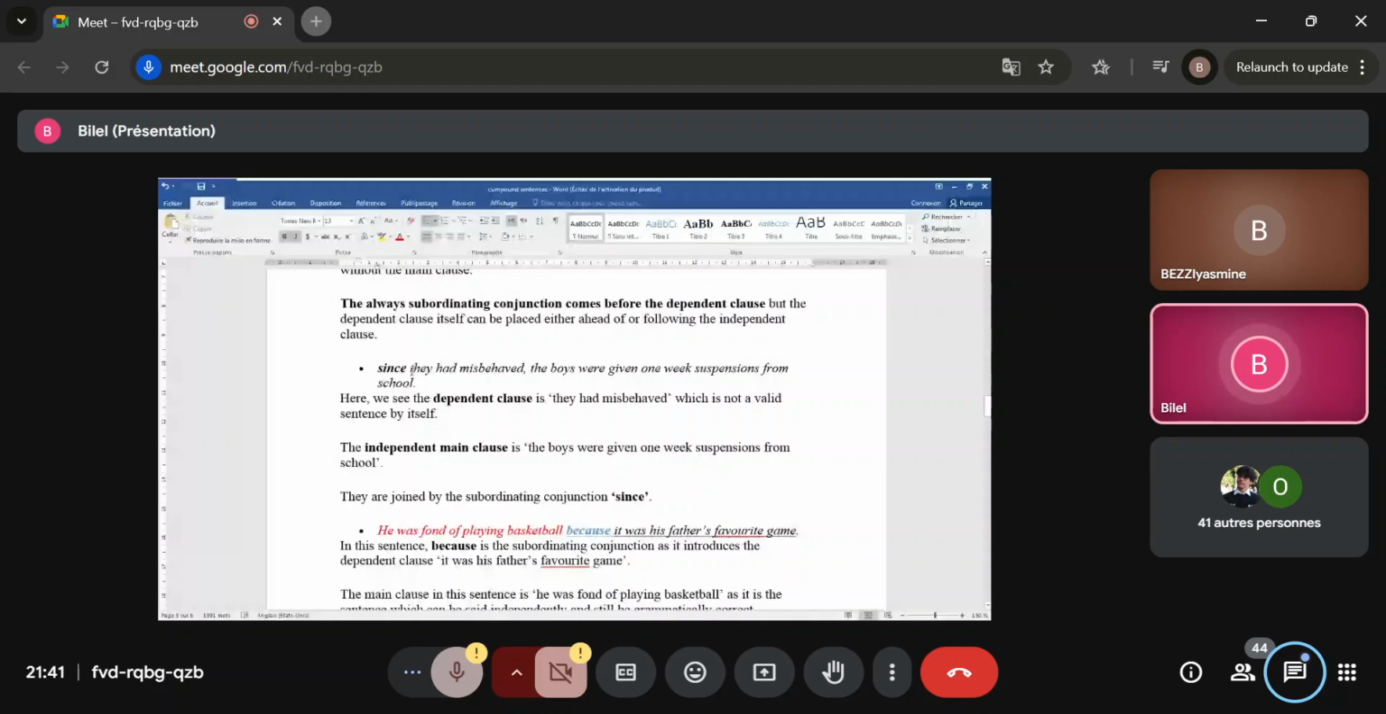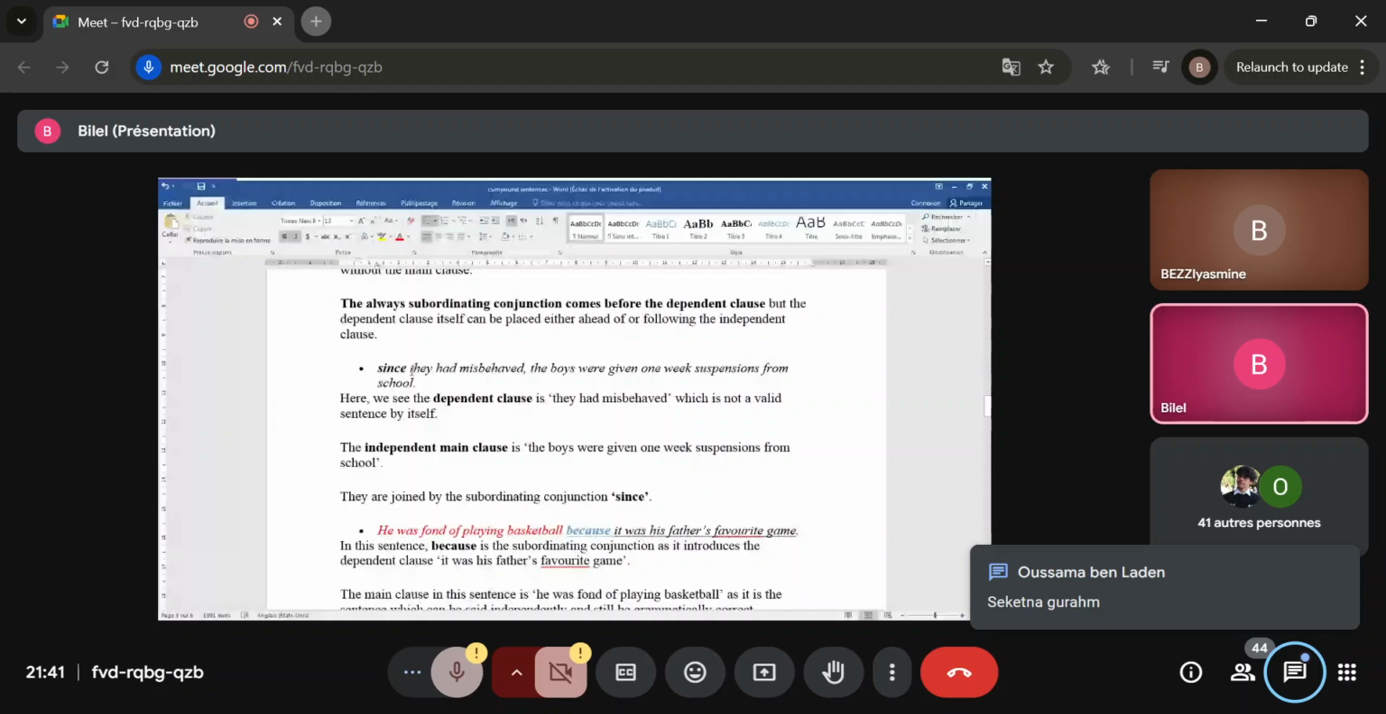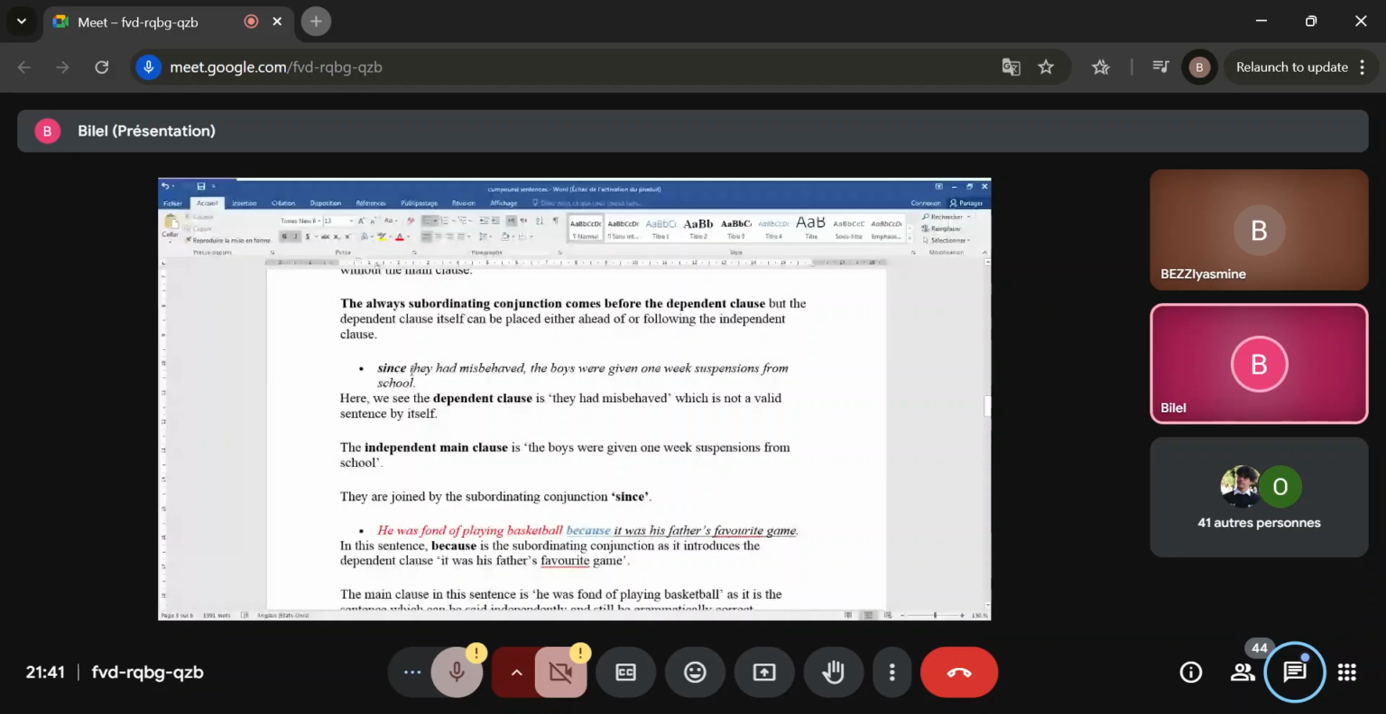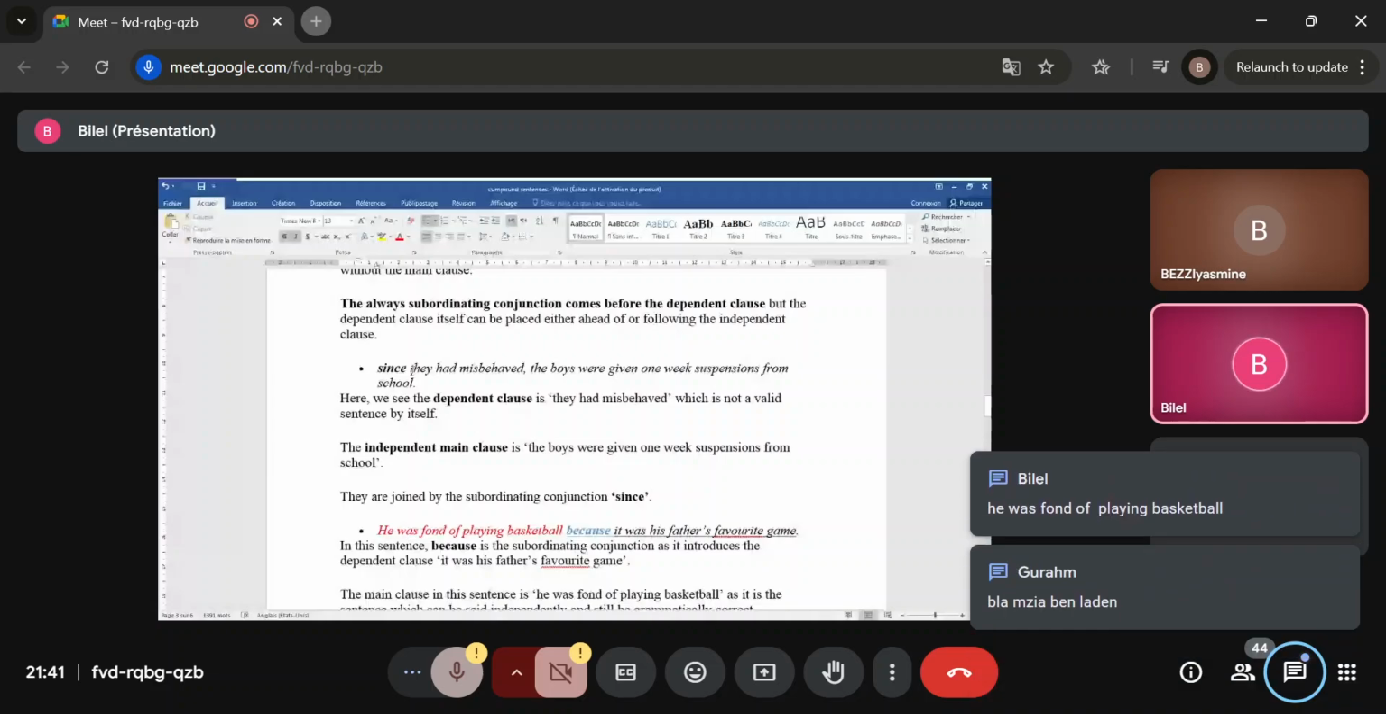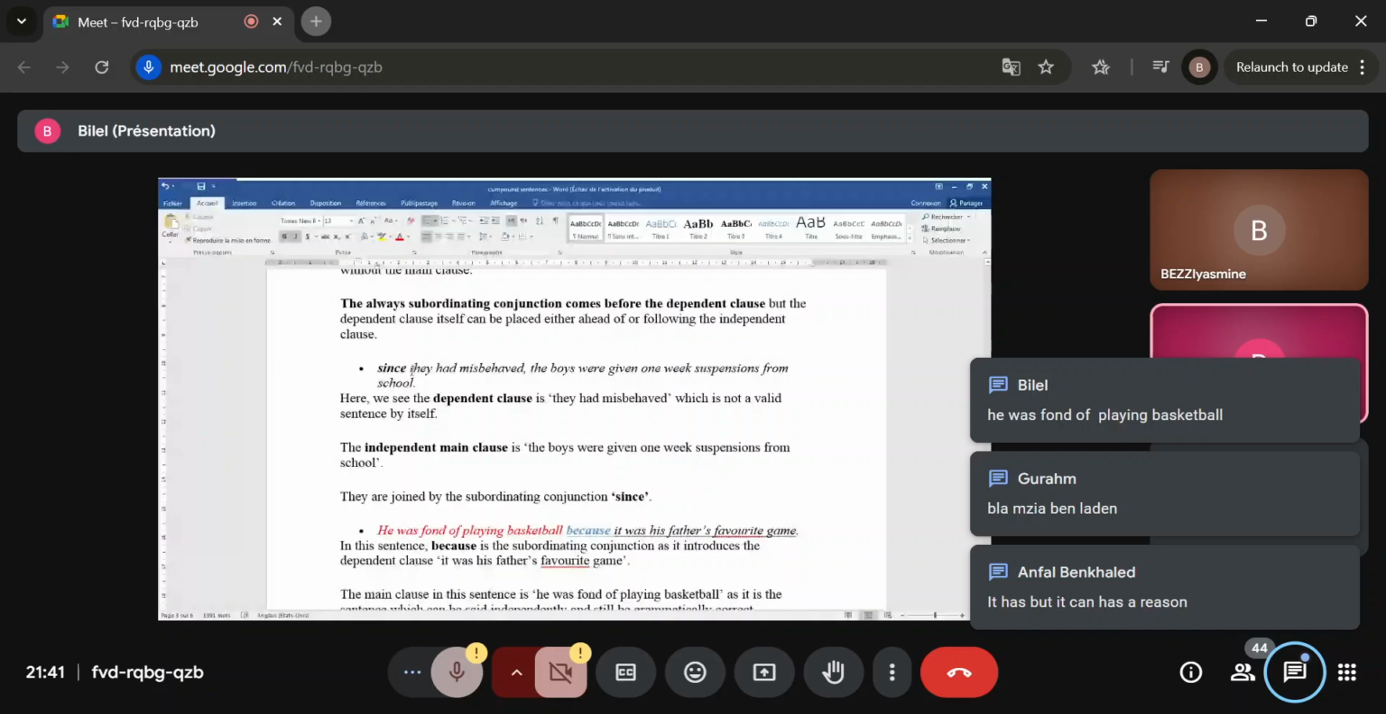Look, for example, here it is. We are going to separate this example. When you read, for example, he was fond of playing basketball. Does it have meaning or not? It has, but it can have a reason.